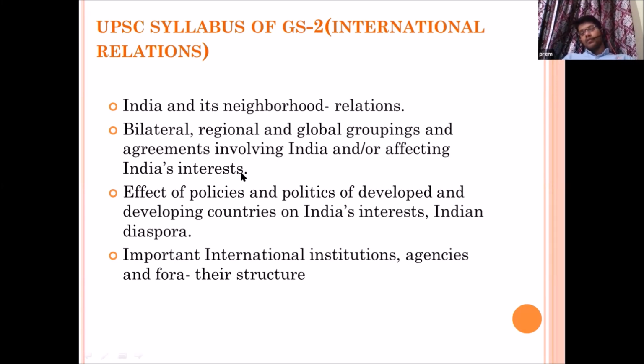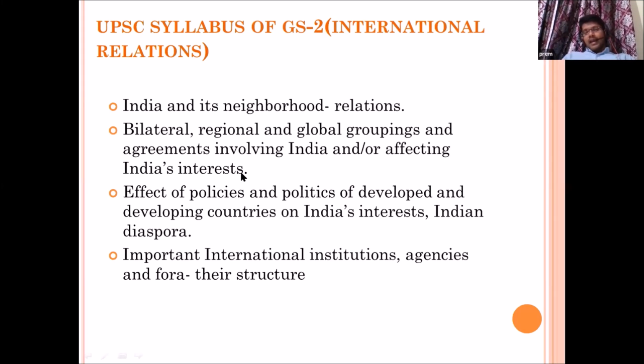Similarly, we have global groupings as well. In global groupings, we have recently this summit, virtual summit, if you remember, G20. There is a group of 20 members. So that is a kind of global grouping. And how this will affect India, so this will form part of the second component.